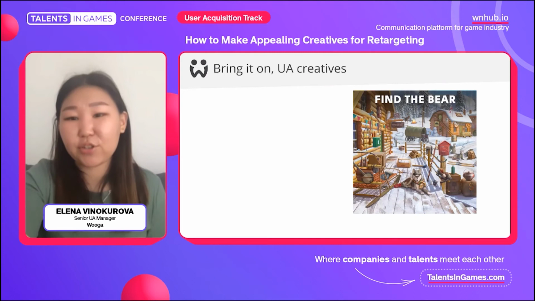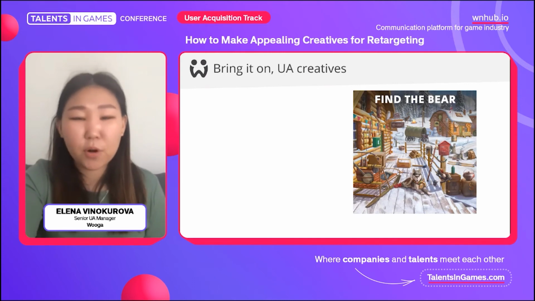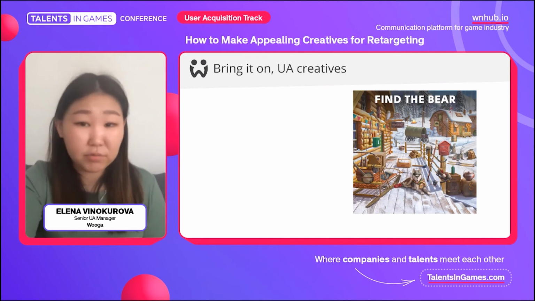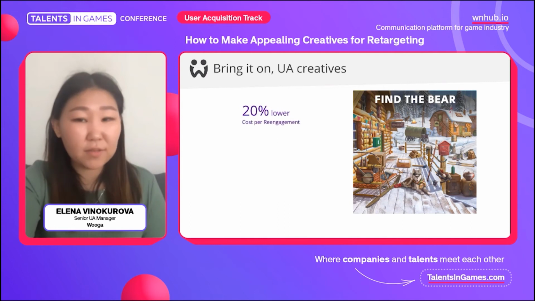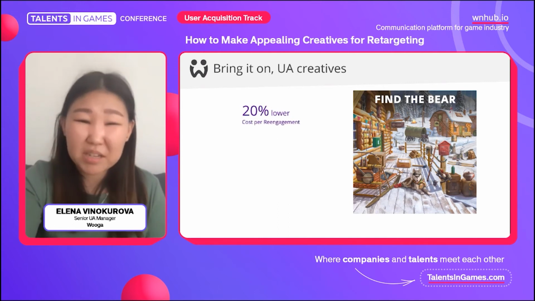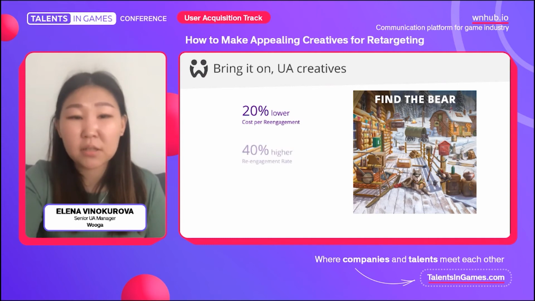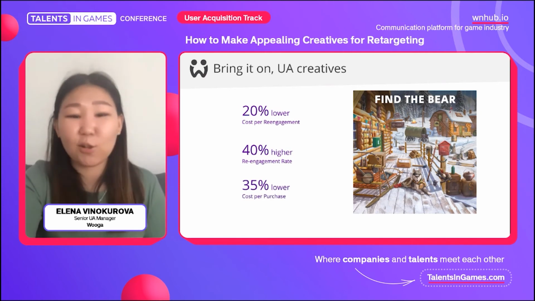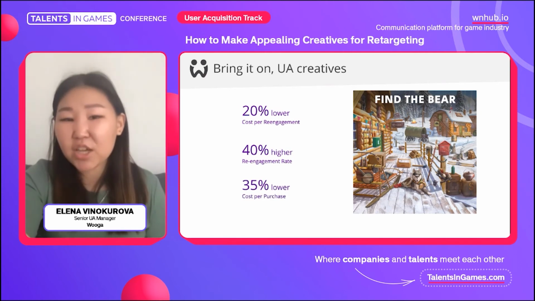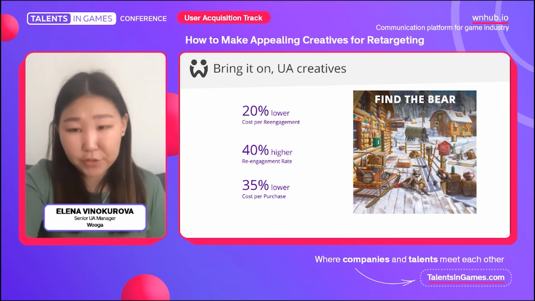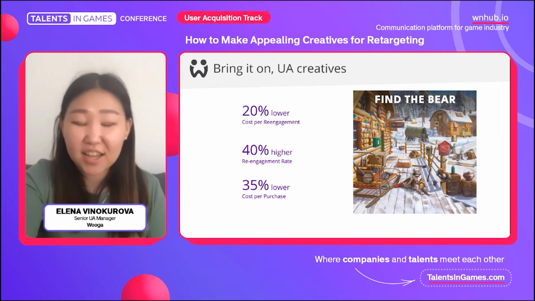UA, test your UA creatives. Most of you probably do a lot of A/B tests on the UA side. It's always ongoing, so learn from this and maybe bring some of the best performing ones into retargeting. We saw that those UA creatives bring 20% lower cost per re-engagement, 40% higher re-engagement rate, and 35% lower cost per purchase. So this is really engaging and cost efficient. Don't be afraid to test it and see what works and what doesn't work.